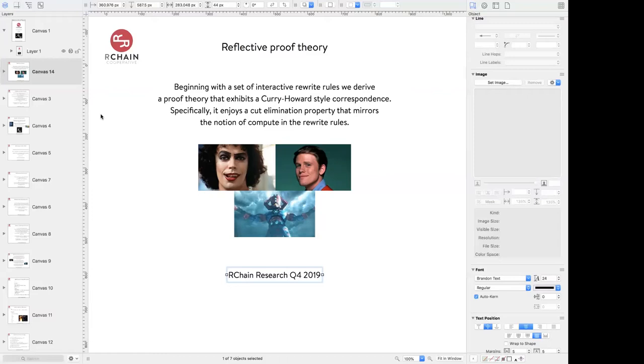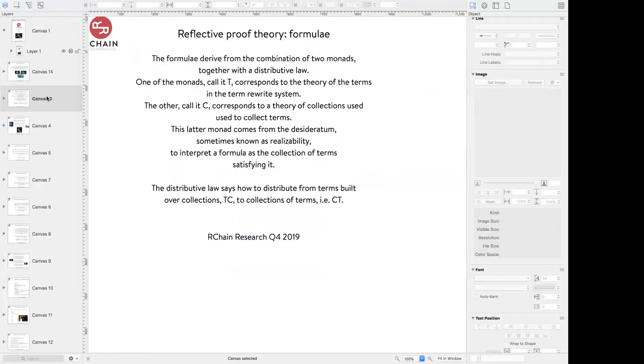So Curry-Howard is this correspondence between types and formulae and proofs and programs. So this is the proof and program part of the Curry-Howard. The types and formulae part I've been talking about for quite some time. In fact, let me just review that. So we're gonna derive the formulae from a combination of two monads together with a distributive law, and that's how I usually talk about ladle. I don't normally talk about the proof theory side of it.